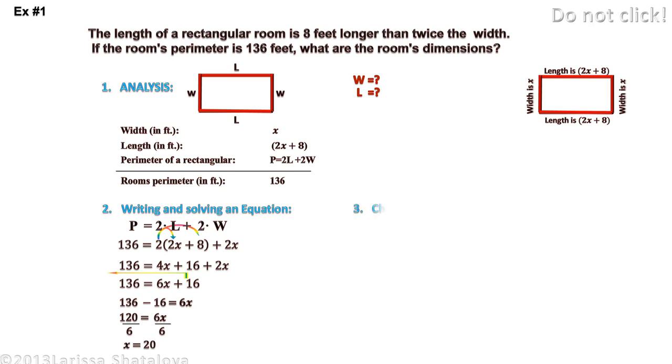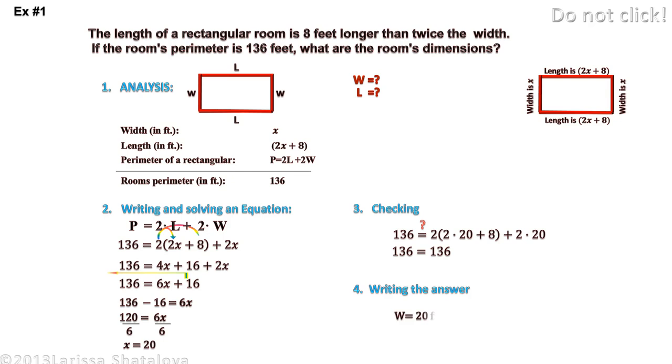Now checking. We have to replace x in our original equation by 20 and check: is the left side equal to the right side? Use a calculator and you'll see yes. And then write the answer. So the width is 20 feet and the length would be 2 times 20 and positive 8, which is 48 feet.